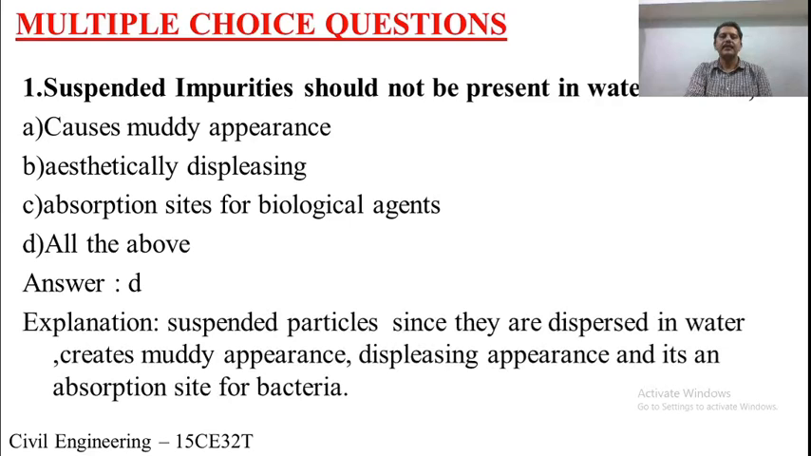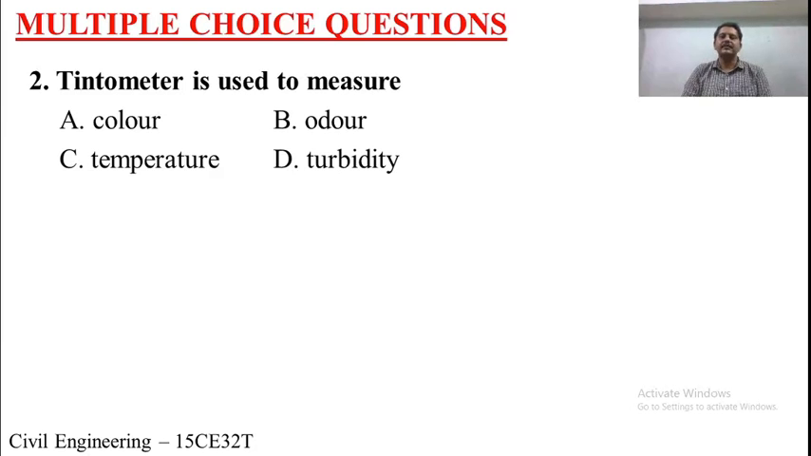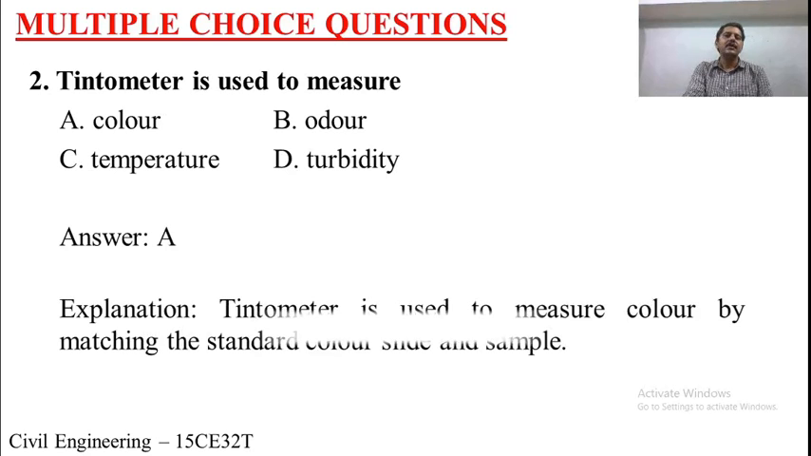So let us move on to the second question. Tintometer. So tintometer is used to measure what? A. Color, B. Odor, C. Temperature, D. Turbidity. We have already studied this. So tintometer is used to measure color. It measures the color by matching the colors of the standard slide and the sample. So by matching the color by visual examination, we measure the color of the sample to be tested.